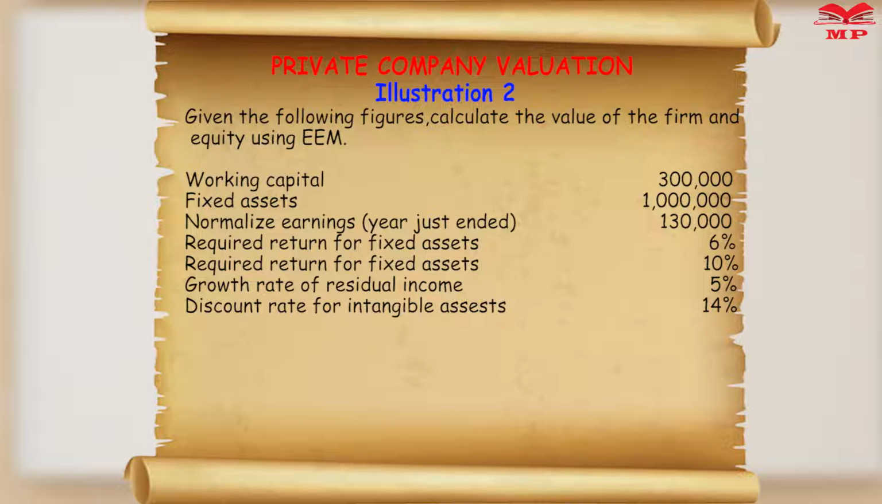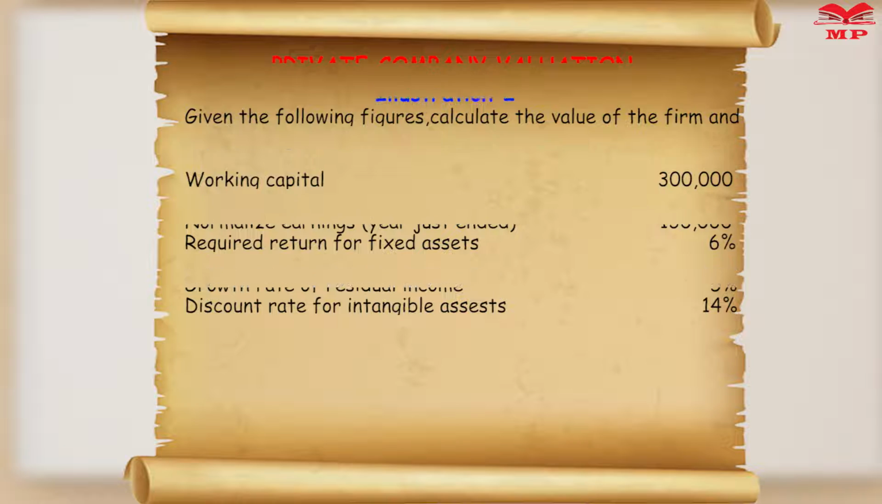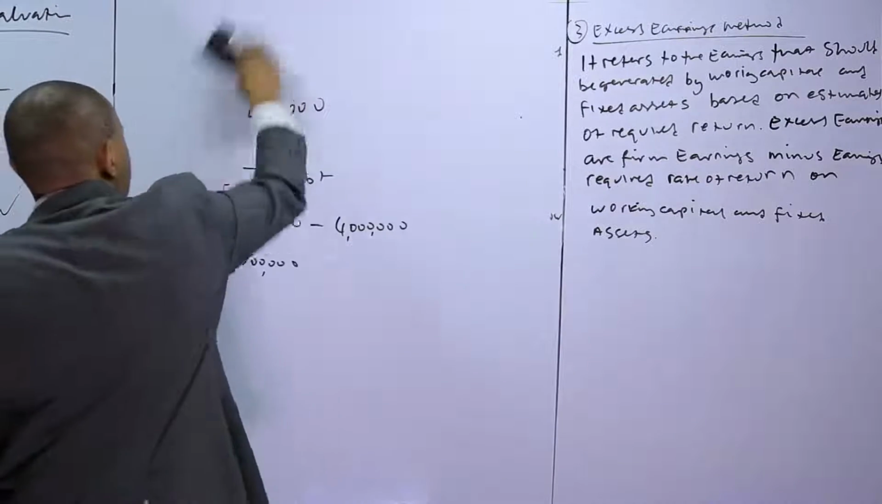Working capital, we've been given 300,000, fixed assets 1 million, normalized earnings for the year just ended 130,000. Required return on working capital, you've been given as 10%, and required return on fixed assets as 6%. The growth rate of residual income is 5%. Discount rate for intangible assets is 14%. So now, using the EEM method, we will just follow this so that we can try and understand.